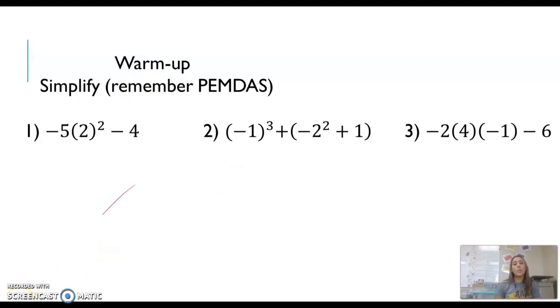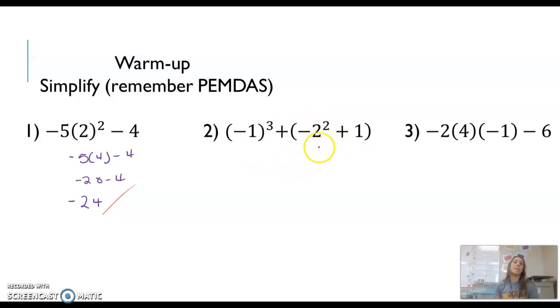Okay, so order of operations tells me that I need to square this before I can multiply this, because exponents come before multiplication. So I get 2 squared, which is 4. So negative 5 times 4 minus 4. And then it says multiply before we add and subtract. So I get negative 20 minus 4, which gives me negative 24.